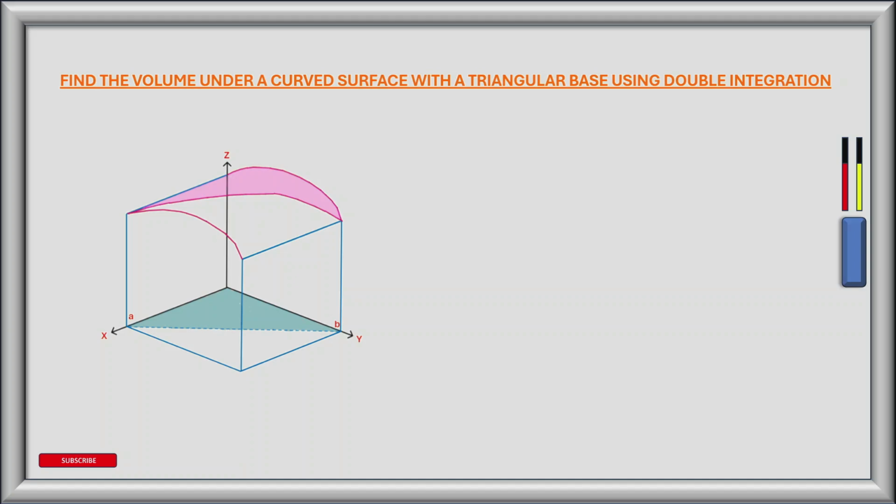On the left, we have a curved surface. I've shaded a section of the curved surface in pink and projected this down onto the XY plane. As you can see, it creates a triangular shape, which I've shaded in blue. So our goal here is to find the volume under the pink shaded region bounded by A on the x-axis and B on the y-axis.